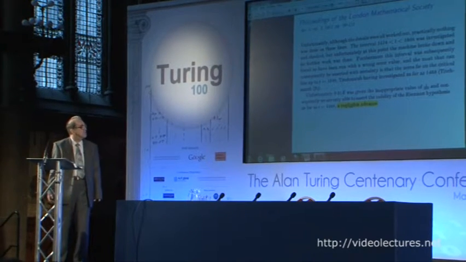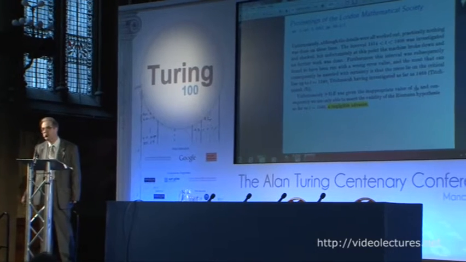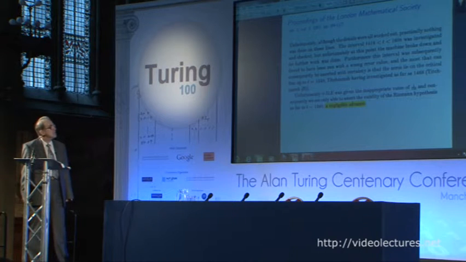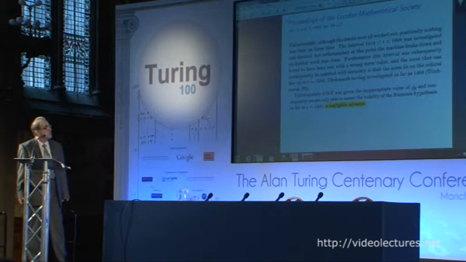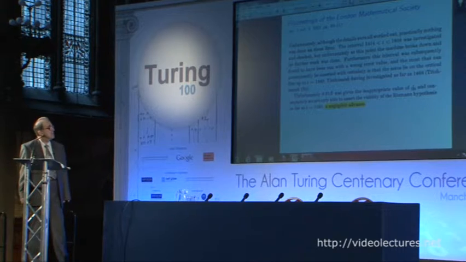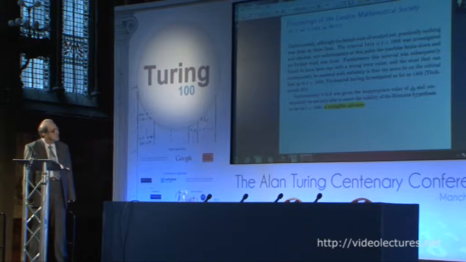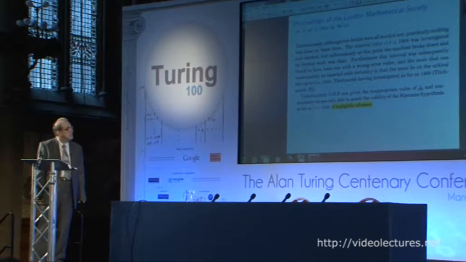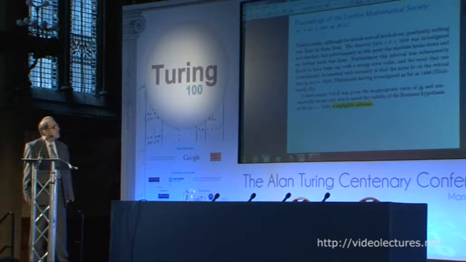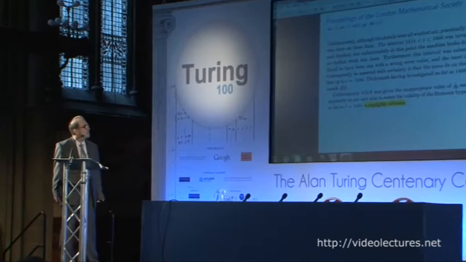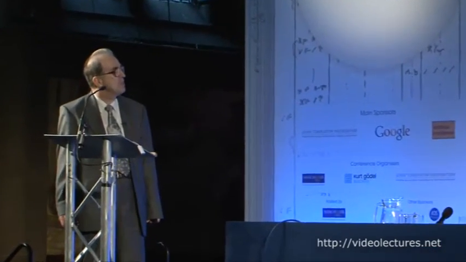It seems that Turing was not satisfied with the result of computations. He wrote, "Unfortunately, although the details were all worked out on these lines, the interval 1414 less than t less than 1608 was investigated and checked, but unfortunately, at this point, the machine broke down and no further work was done. Furthermore, this interval was subsequently found to have been run with the wrong error value.